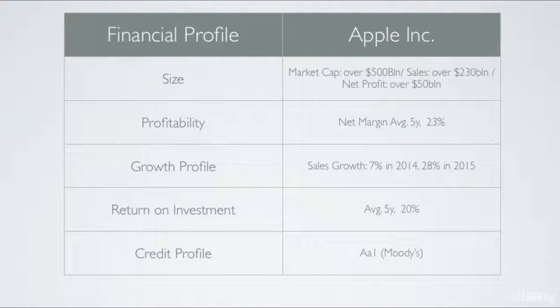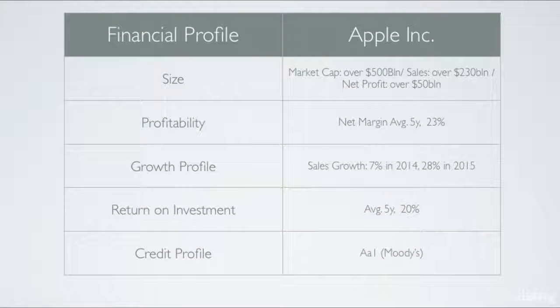As for the financial profile, we know that as for the size of the company, Apple has a market capitalization of over 500 billion. It has sales over 230 billion, at least for 2015, and the net profit is over $50 billion. When it comes to profitability, Apple has an average net margin for the last 5 years of 23%. As for the growth profile, it has sales growth in the last 2 years of 7% in 2014 compared to 2013, and 28% in 2015 compared to 2014.